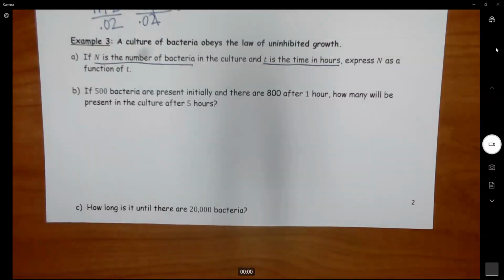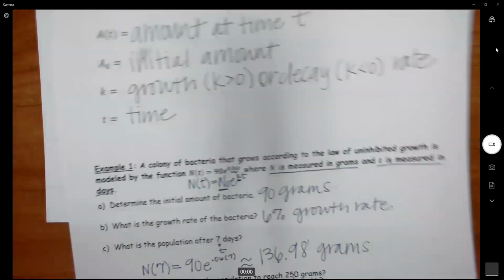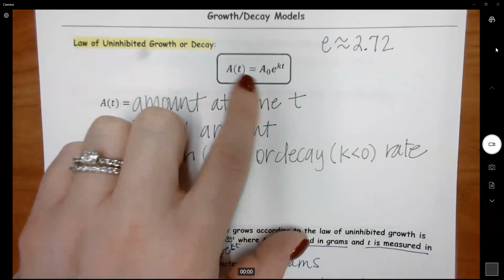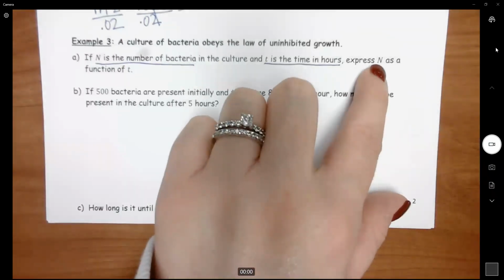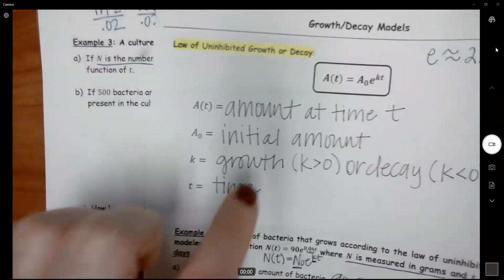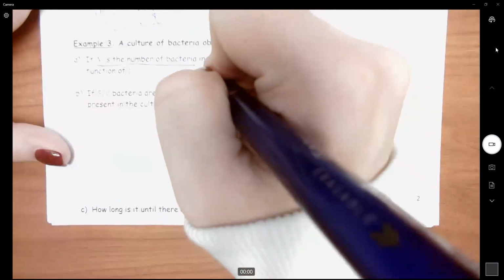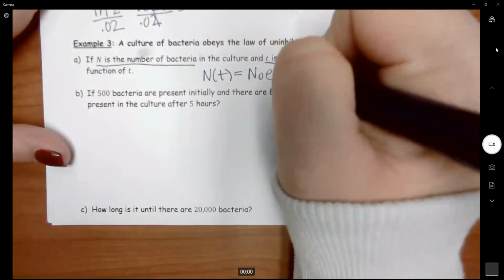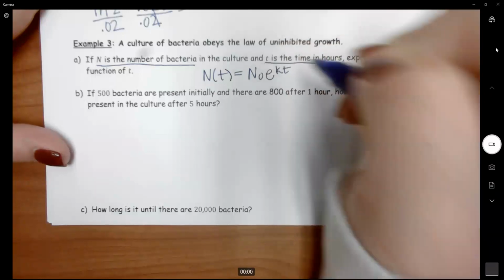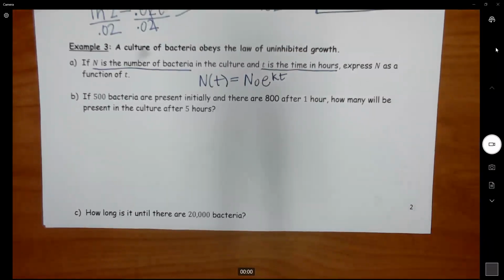is, and this is what it's going to ask you in your homework. You are just writing this, and because it wants it expressed as N and a function of time, instead of A, you're putting N. So this is N of T equals N naught E to the KT power. Okay, your homework is going to ask for something like this, and that's all it is looking for, is for you to use the right variables. Instead of A of T equals A naught, you're doing N of T equals N naught.